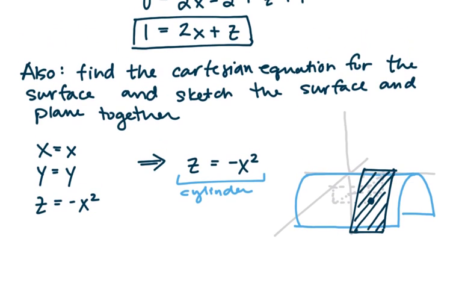So again, just a recap, we found the equation of the plane, which was tangent to the surface. We took the parametrizations from r, and we developed what our surface might look like, this parabolic cylinder, z equals negative x squared. And then we sketched them both together.